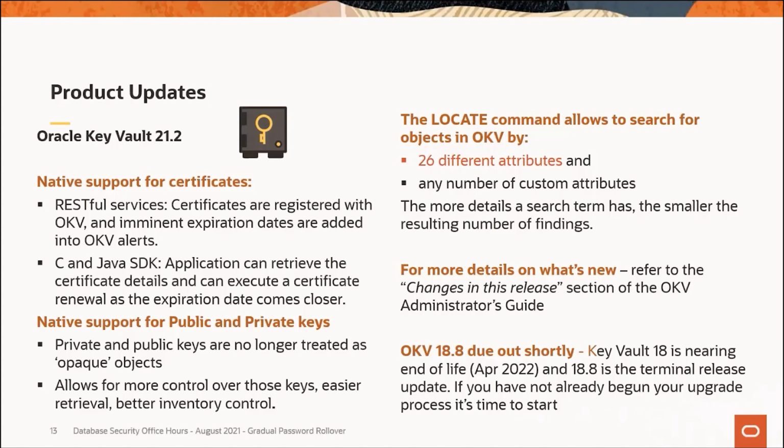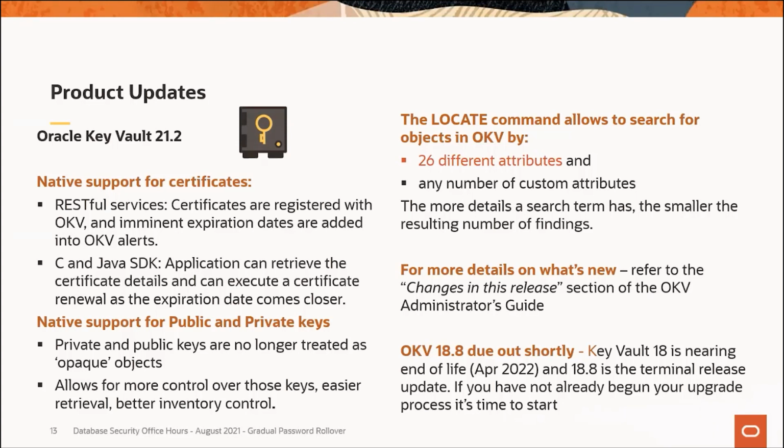We did similar work with SSH keys, so you'll see that both public and private keys are no longer just objects. You can now actually tell what they are. This allows for better operations with them. And we did some enhancements to our Key Vault command line interface, allowing you to locate objects in Key Vault not just based on the object name, but upon most of the attributes that describe it, including custom attributes.